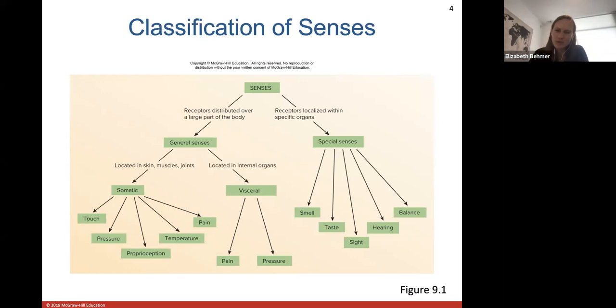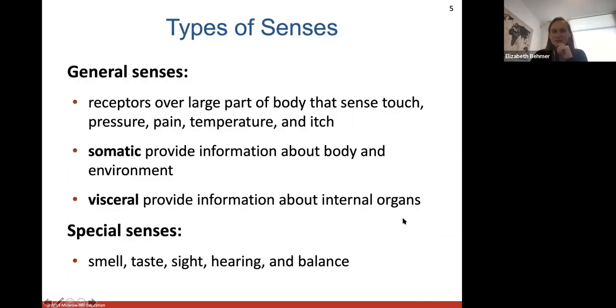That's proprioception. And then also part of your general senses, located in your internal organs, are all the visceral senses that help to detect pain and pressure of something that could be going on in the inside of your body. And then your special senses have receptors localized within specific organs, like smell, taste, sight, hearing, and balance. So gustation and olfaction are taste and smell, sight is your eyes, and then hearing and balance occur in your ears.